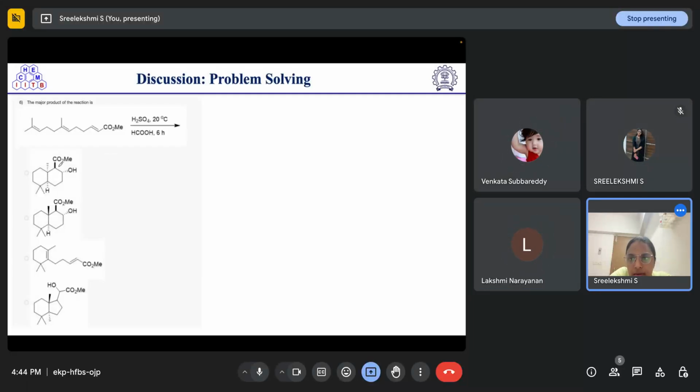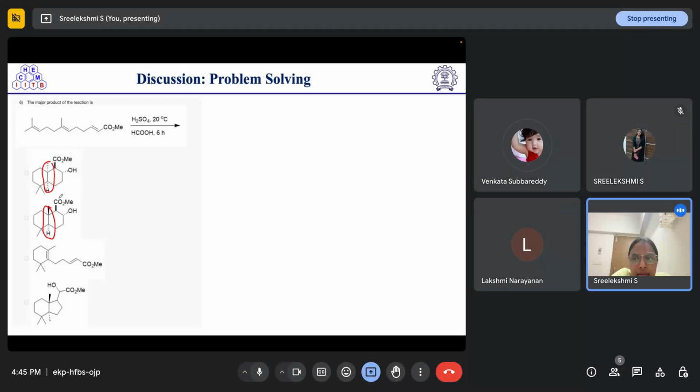Whether it will be in trans form or cis form. Trans form. But we don't have any option like that, right? This is cis decalin. Yes. So we know trans decalin is more stable than cis decalin, so we can expect this one. But here, why is the stereochemistry cis?